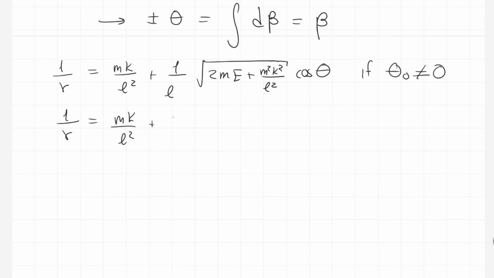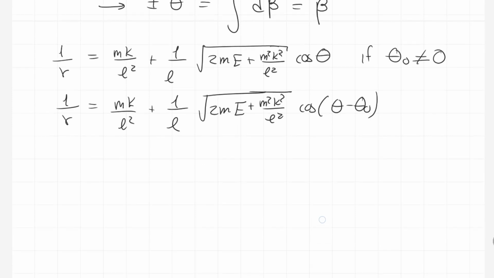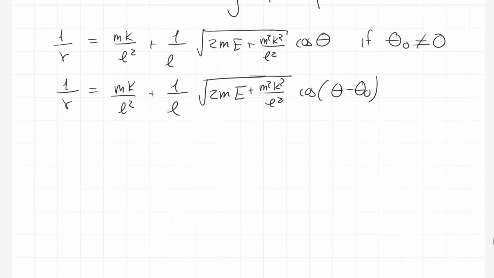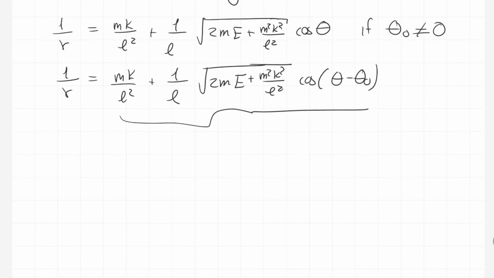mk over l squared plus 1 over l times the square root of 2me plus m squared k squared over l squared times cosine of theta minus theta 0. Okay, well, so we are very close to getting the equation of the orbit of a planet, but now we are going to try to rewrite this expression by noticing the following. We are going to factor mk over l squared and see what happens.